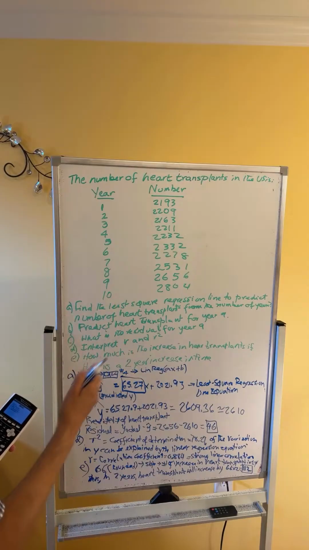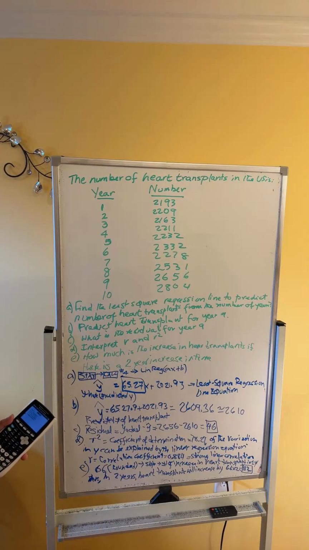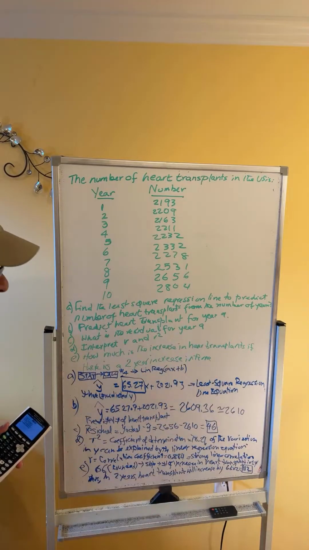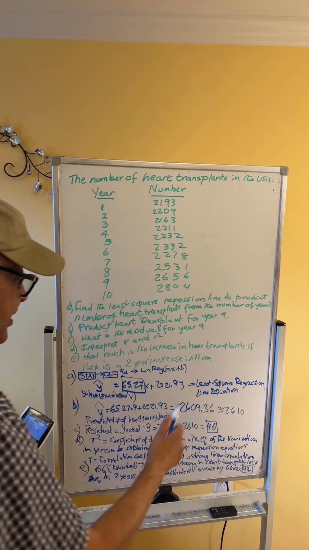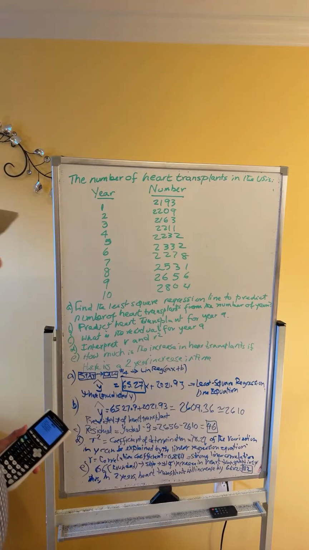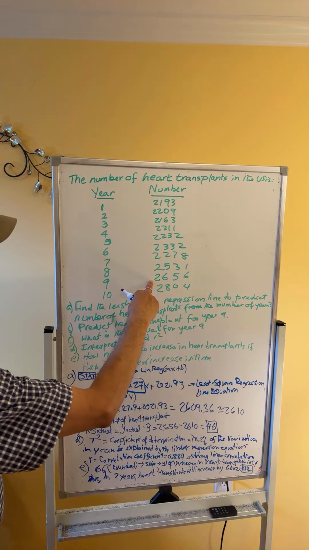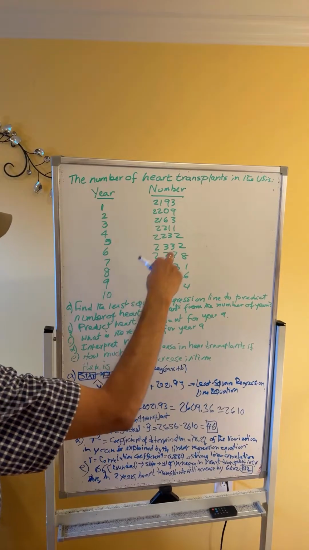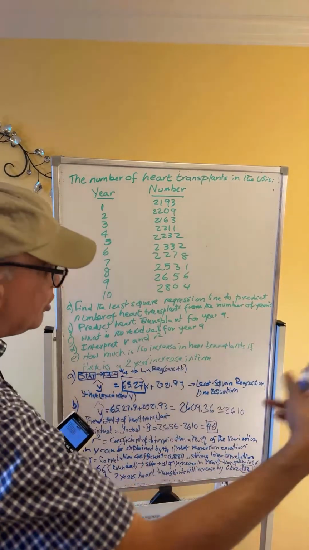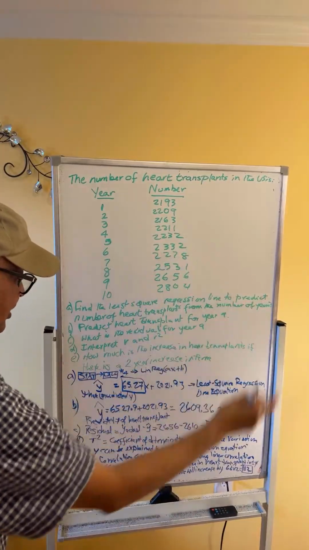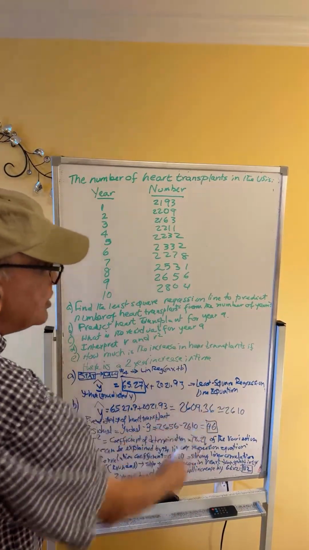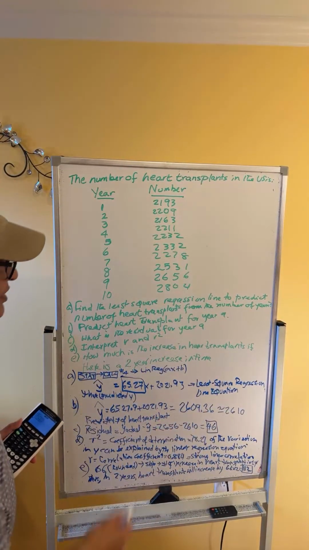Then we use the equation to predict the number of heart transplants at year 9. So we plug in x equal to 9 in the equation, and we predicted or forecasted 2610, which is lower than the actual value, 2656. Hence the residual or error, which is y actual minus y predicted, is 46.